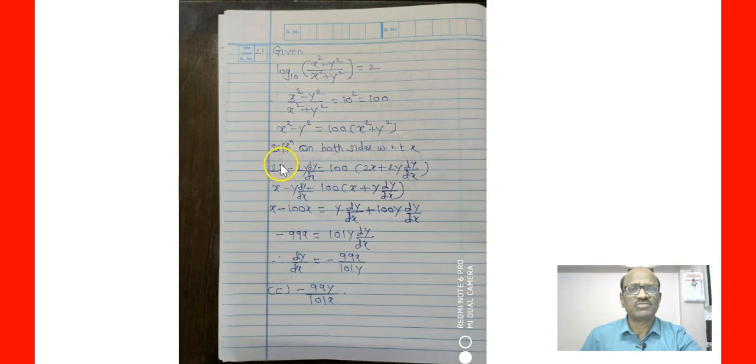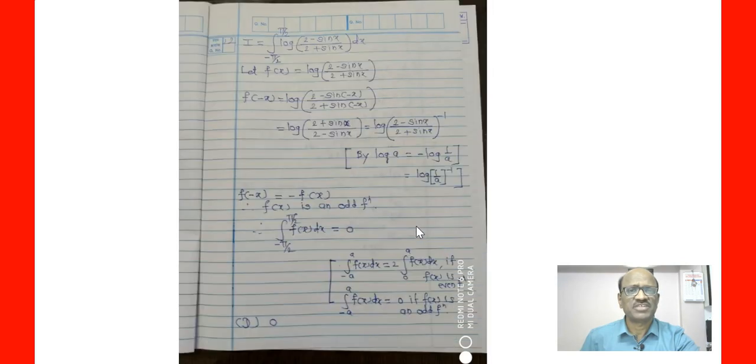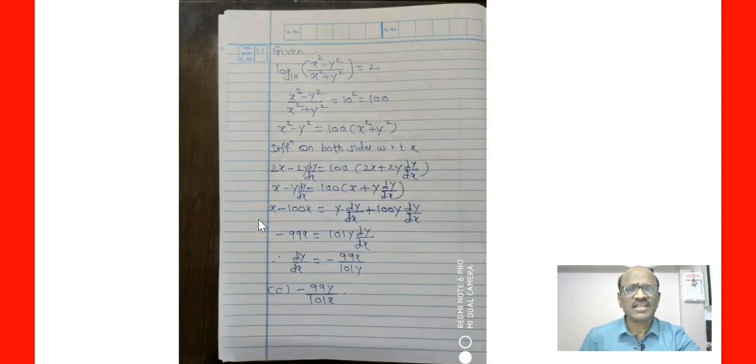The derivative of x square is 2x, the derivative of y square is minus 2y into dy by dx, and 100 times the bracket, derivative of x square is 2x and y square is 2y into dy by dx. Then the 2 gets cancelled on both sides, and after simple simplification you will get x minus 100x equals y into dy by dx plus 100y into dy by dx, that is minus 99x is equal to 101y into dy by dx. Therefore dy by dx is equal to minus 99x upon 101y, and hence option C is correct.